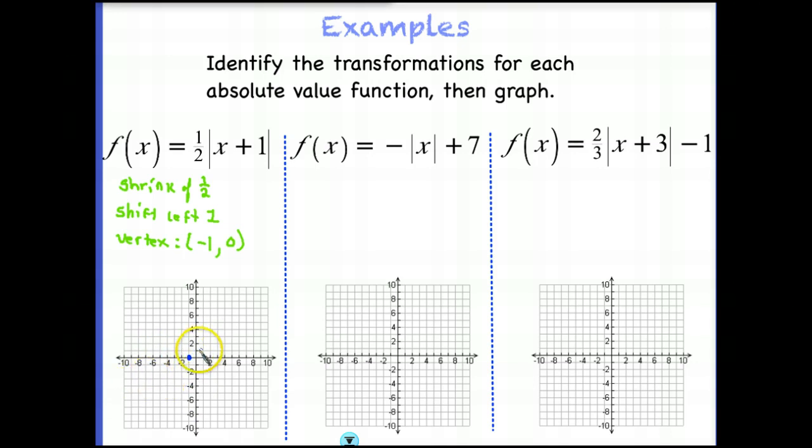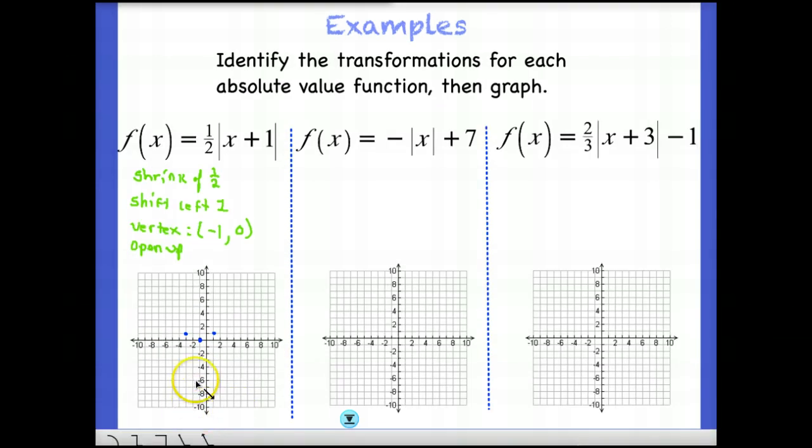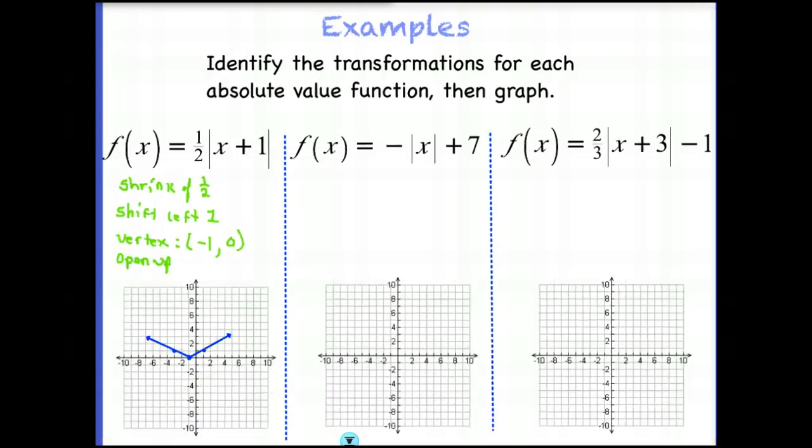My slope is going to be, the other key thing, almost forgot, is to notice that it's a positive slope, so it will open up. So let's plot our slope. We're going to go up 1 over 2. Up 1 over 2. And now we can draw our lines. Okay, and there's our graph.